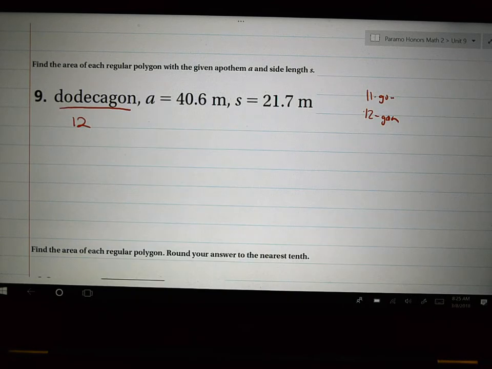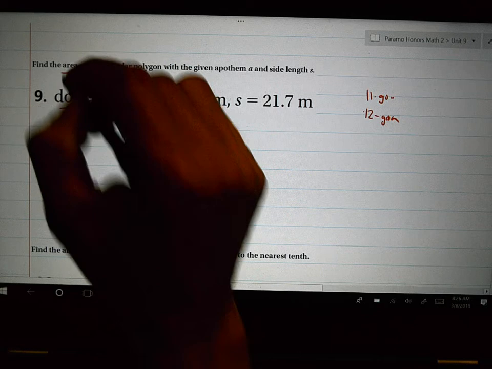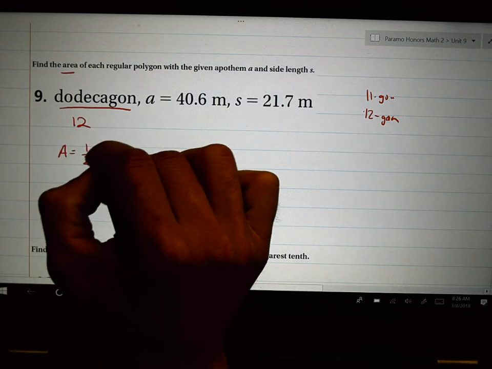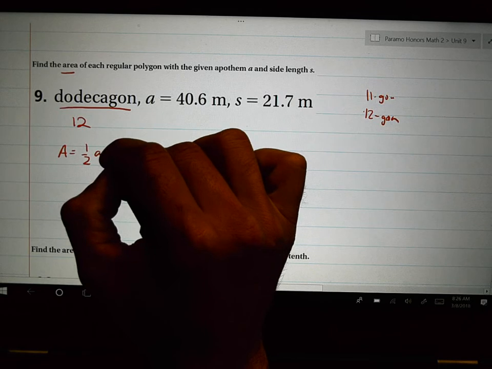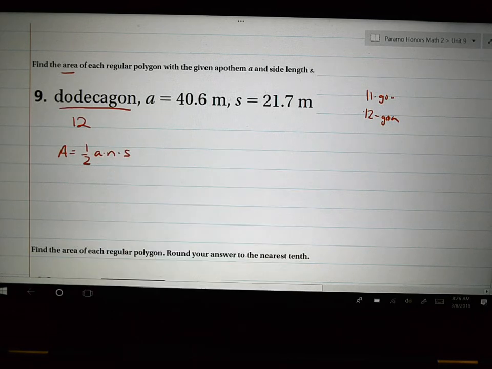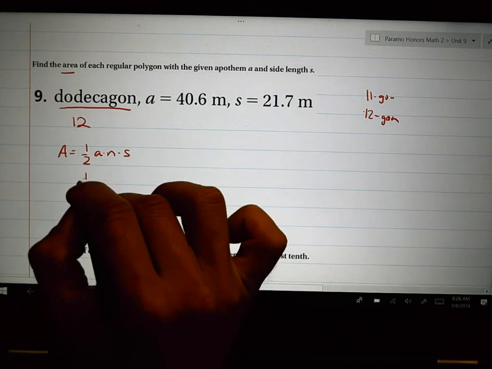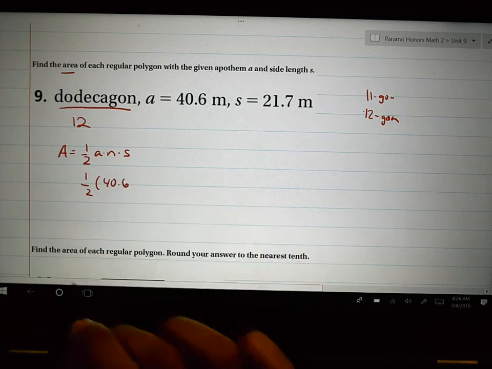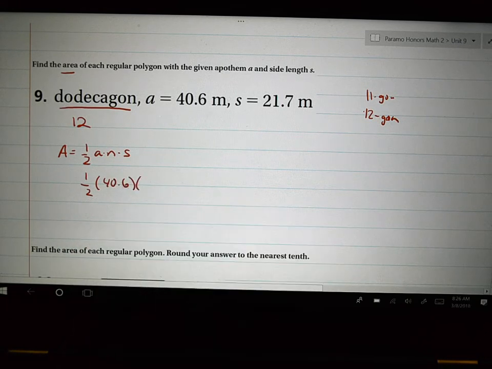Now that we have that, and I'm trying to find the area, I'm going to put my formula down here: 1/2 the apothem times the number of sides times the side length. 1/2. What's my apothem? 40.6. How many sides does a dodecagon have?